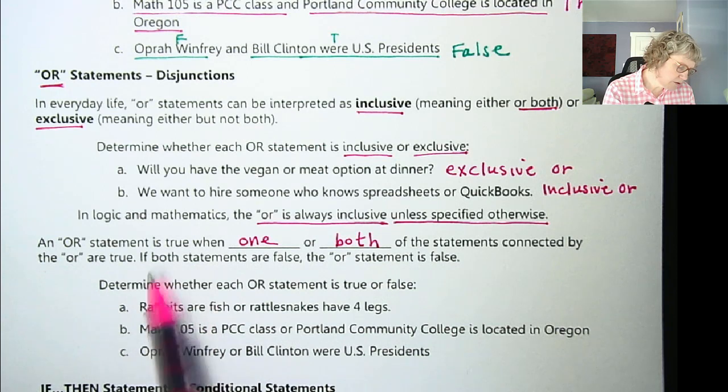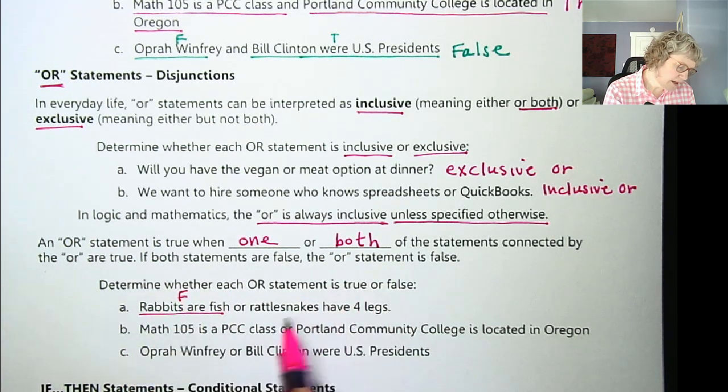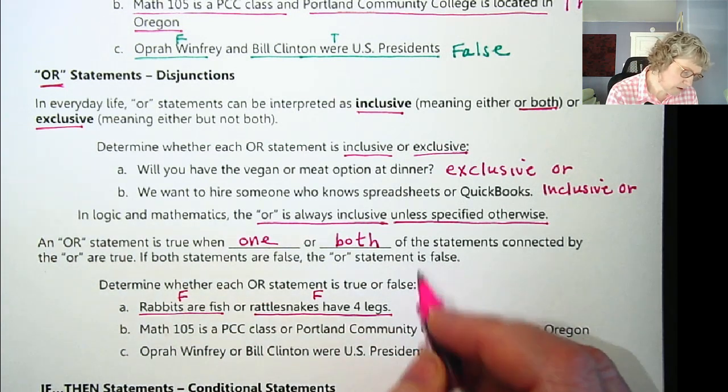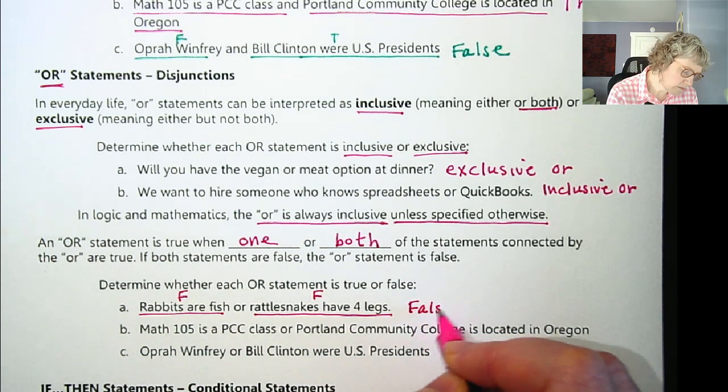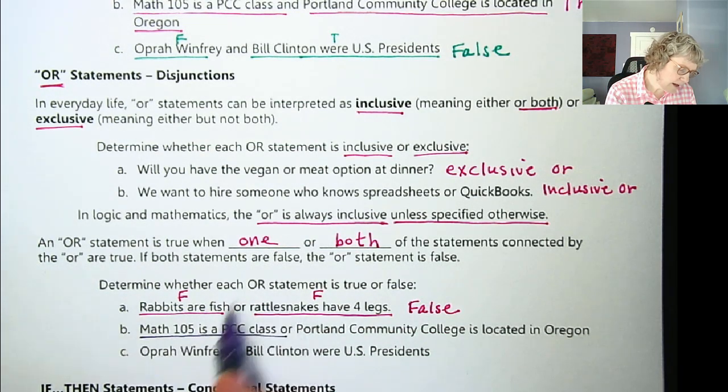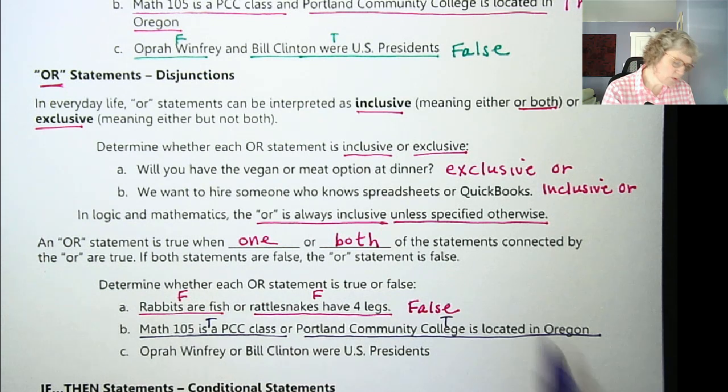Rabbits are fish. We already said that was false. Or rattlesnakes have 4 legs. That is false. So false or false. Neither one of these is true, so this is still false with an or in it. Math 105 is a PCC class. That's true. Or PCC is located in Oregon, and that was true. So when both are true, it is true.